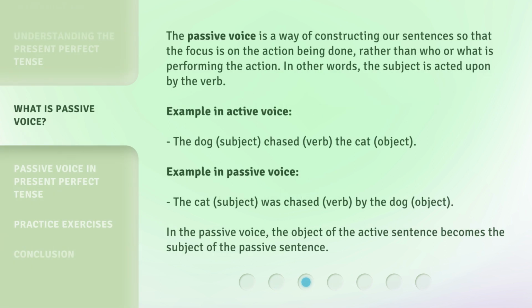The passive voice is a way of constructing our sentences so that the focus is on the action being done, rather than who or what is performing the action. In other words, the subject is acted upon by the verb. Example in active voice: the dog (subject) chased (verb) the cat (object). Example in passive voice: the cat (subject) was chased (verb) by the dog (object). In the passive voice, the object of the active sentence becomes the subject of the passive sentence.